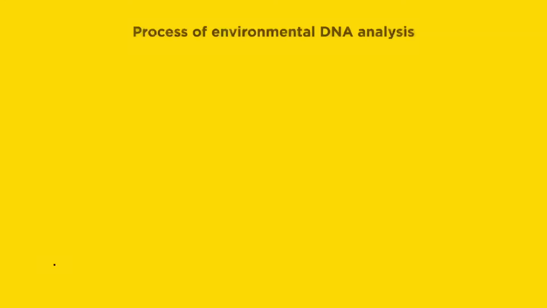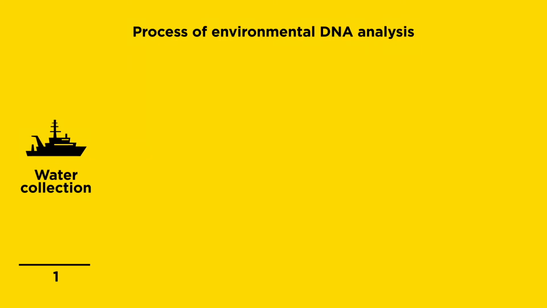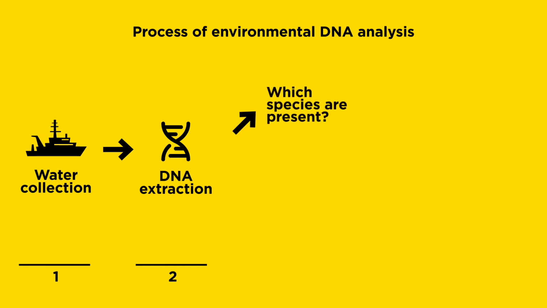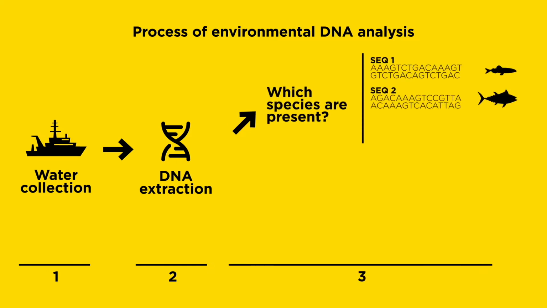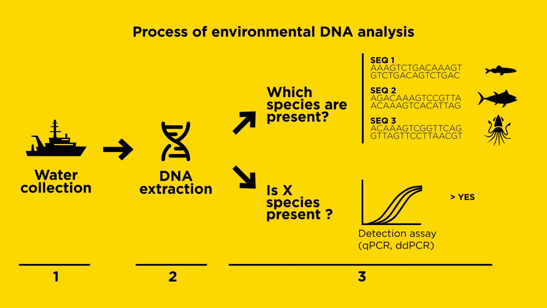There are three main steps in the process of environmental DNA analysis: collecting water in the field, obtaining DNA sequences in the laboratory, and bioinformatic analysis of those sequences to see which species they correspond to. In some cases, we may also be interested in seeing if a particular species is found in a certain area, for which we use a technique called qPCR.